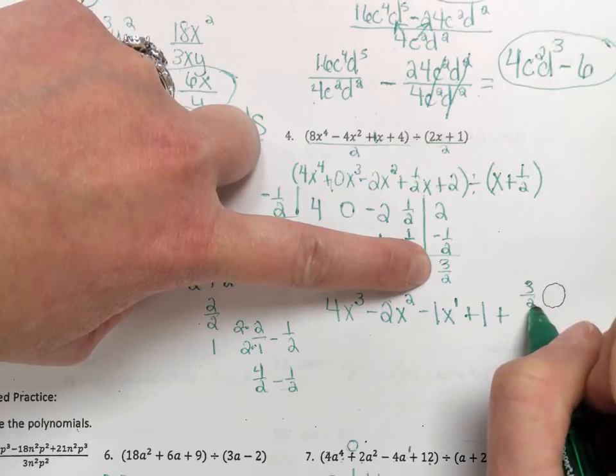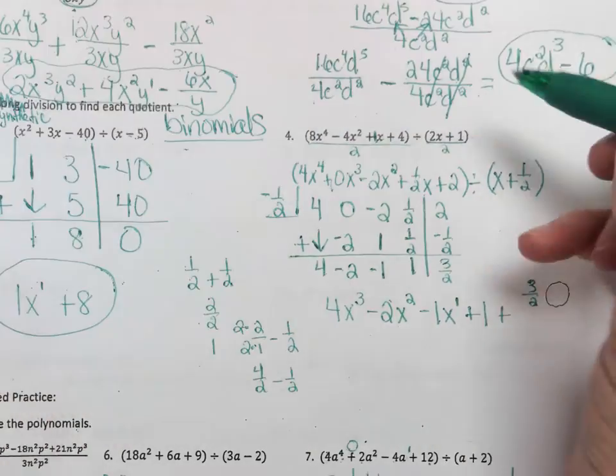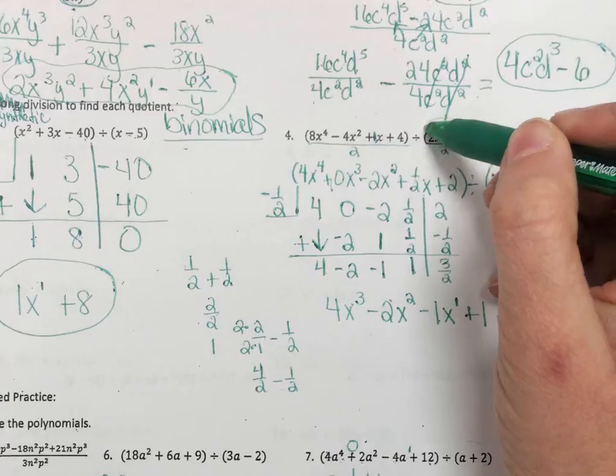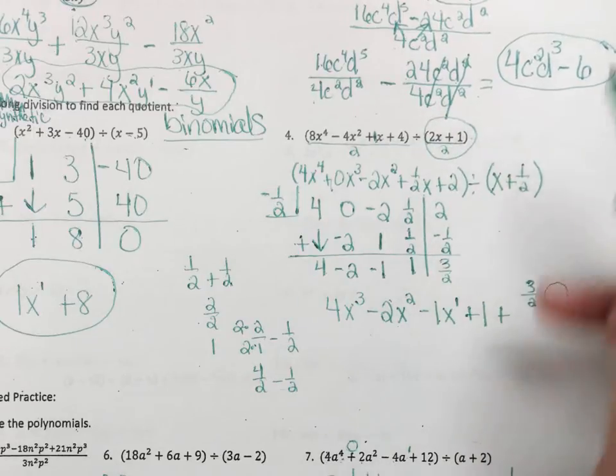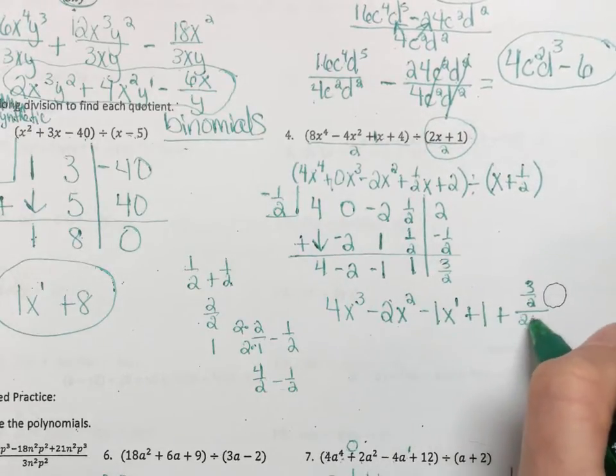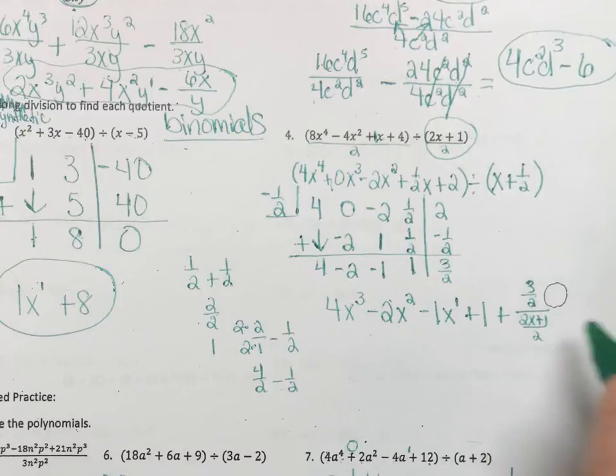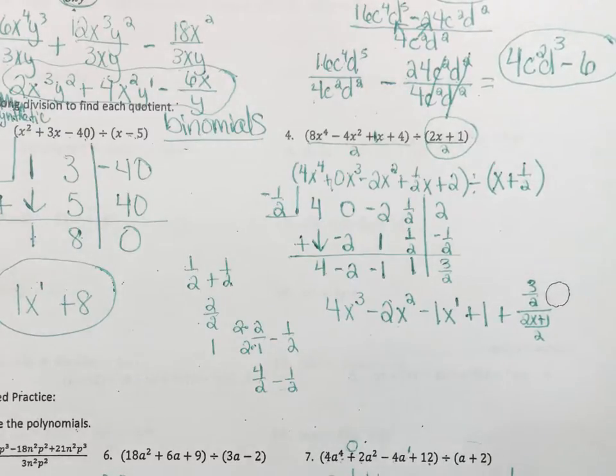3 over 2. And then what do we do? Now look, guys, right here, we put that under a fraction over what you did to start with, okay? Over 2x plus 1 over 2. The whole thing, okay?